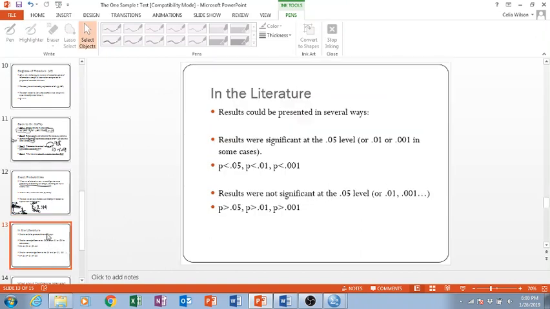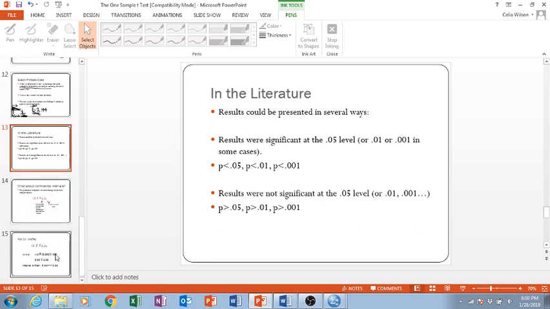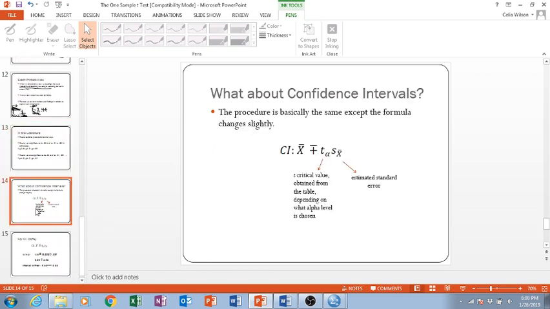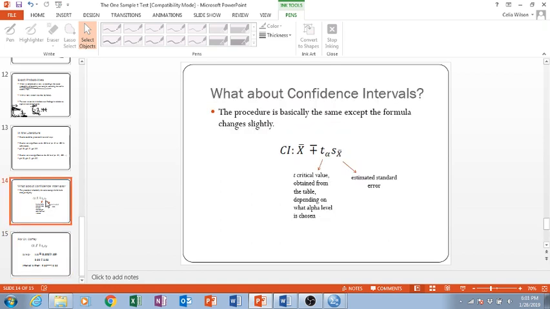Let me check the rest of these slides. Depending on what we find, we would report the results were significant at the 0.05 level, or they were not significant at the 0.05 level. Now, the last two are about confidence intervals, and like I said earlier, I'm going to save those. So let me stop here, and on the next video, we're going to do a one sample or single sample t-test using SPSS.